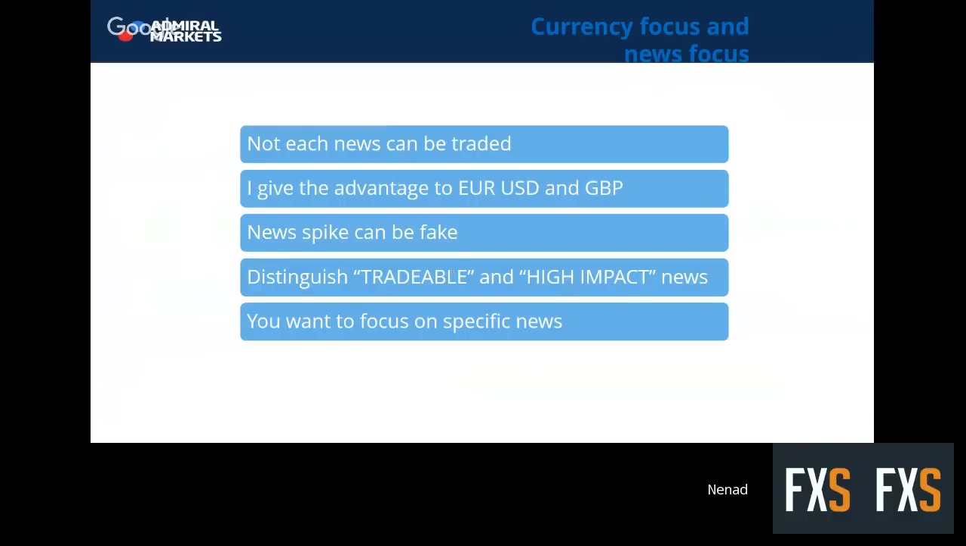Okay, again, not each news can be traded. For me personally, I always tend to give the advantage to euro, dollar, and GBP crosses. Of course, I wouldn't trade yen if I lived, well, in the session where it's normal to trade yen news during Asian session.